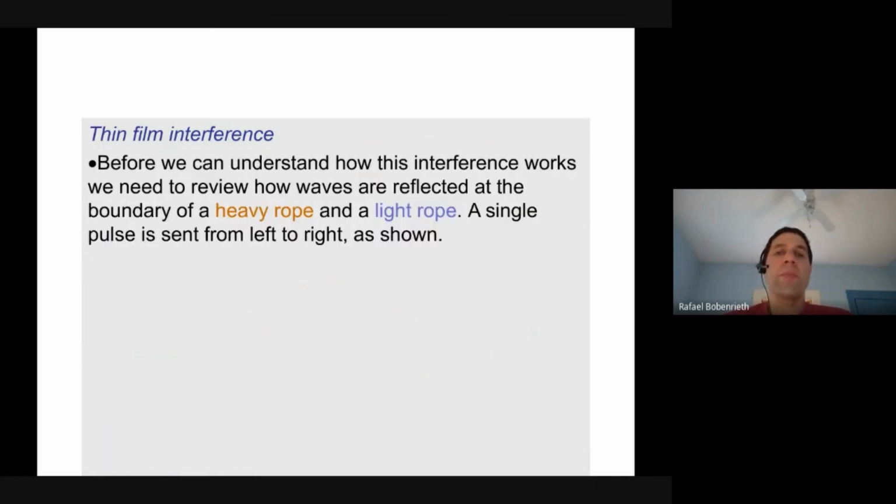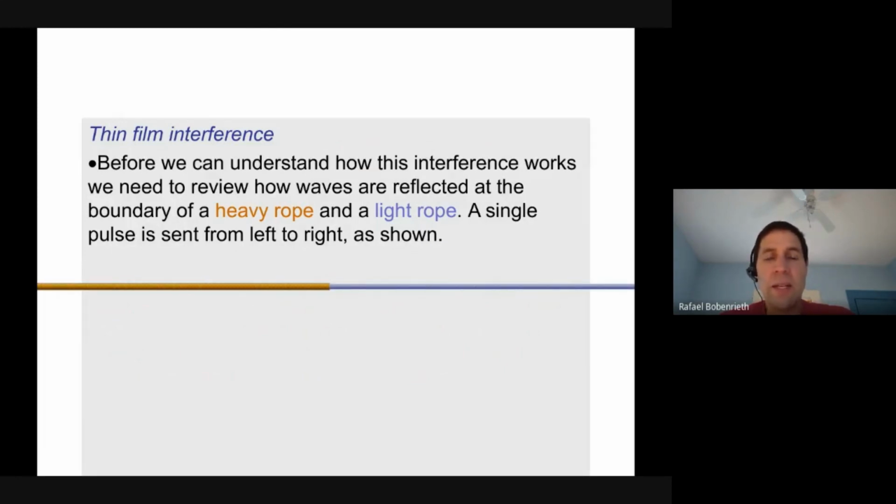We have to start out with something a little simpler, and it's something I would normally do in class if we had session in class. But you can imagine having a heavy rope on the left there, transitioned at one point right here to a lighter, thinner rope. So if I send a single pulse down that heavy rope from left to right, it'll eventually get to that transition point between the heavy and the light rope, and let's see what happens there. All right, let's watch.